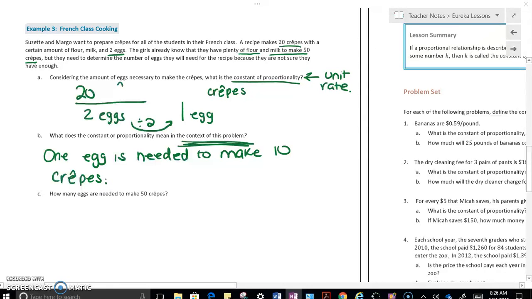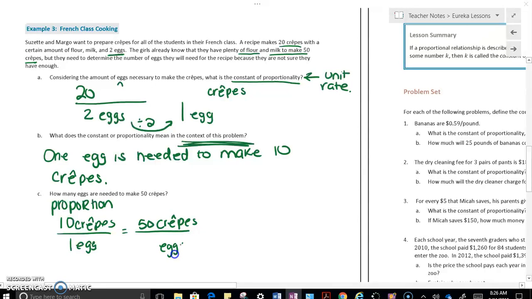Now, how many eggs are needed to make 50 crepes? So I can use my constant of proportionality in multiple ways. I can set up a proportion. I can do 10 crepes over 1 egg. And I want to know how many eggs I'm going to use for 50 crepes. And notice how my units match up, crepes to crepes. And on the bottom, I'm trying to figure out how many eggs.